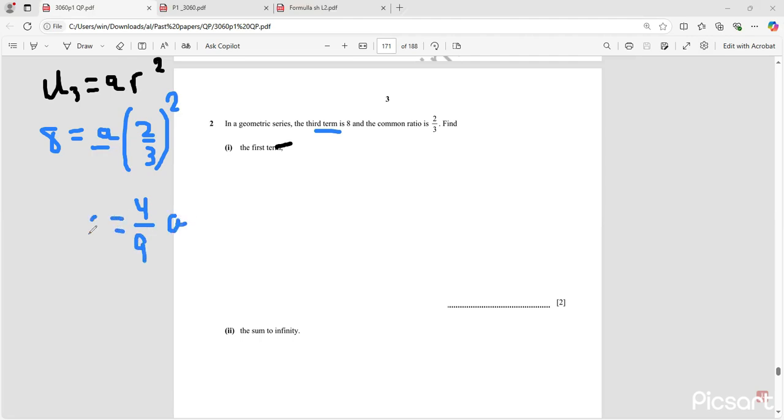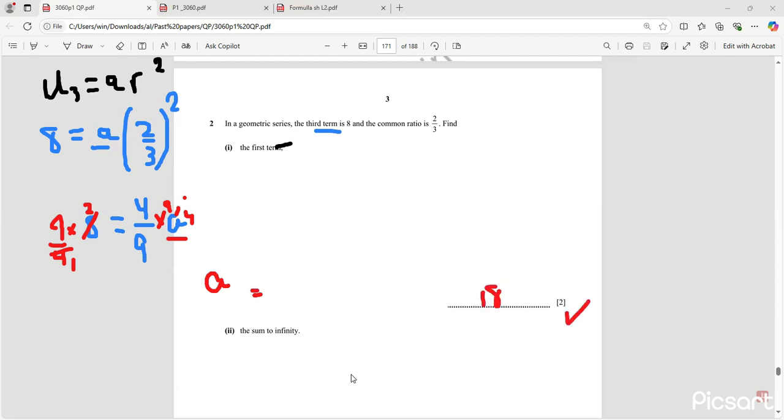So I'm going to say it is 4/9 a equal to 8. Here I multiply 8 by 9/4 on both sides. Simplifying quickly, the denominator multiplied by 4 gives 2, so a will be equal to 18. And we did it.